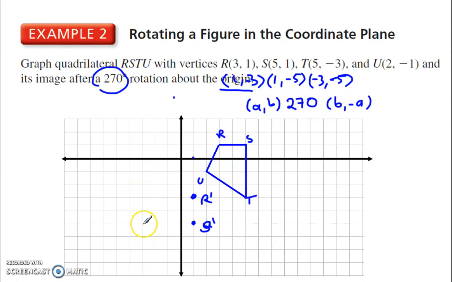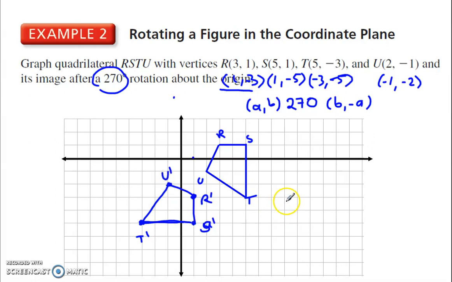-3, -5 is T prime. And then U prime is -1, -2. And there is our rotation of 270 degrees.